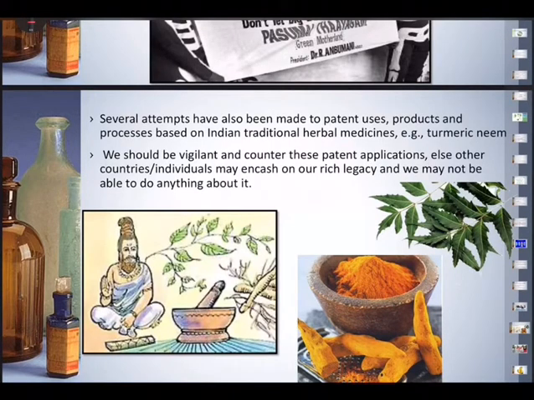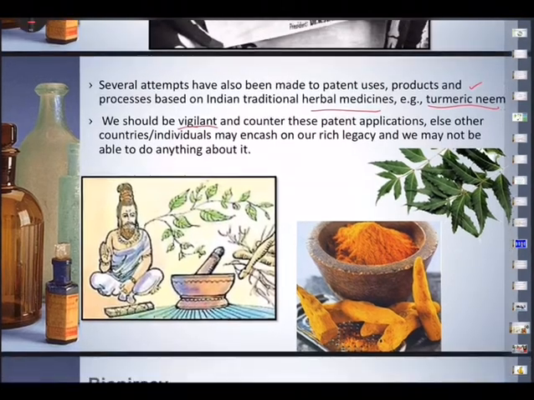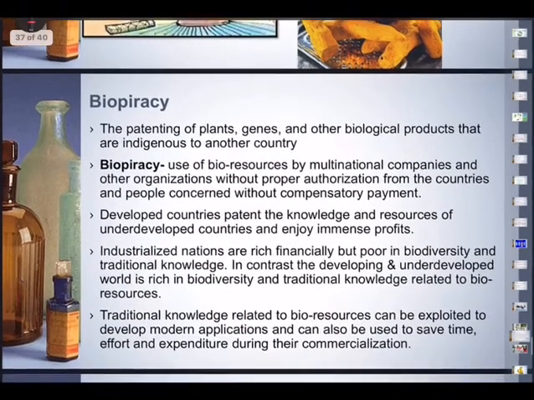So several attempts have been made to patent uses, products and processes based on Indian traditional herbal medicine, our own turmeric. Even some companies claimed that turmeric, which is ancient in India and which is being used in all Ayurveda, and which every day we are using in our kitchens, and they claimed it. Again, luckily the Government of India fought and got the rights back. So we need to be vigilant. We need to be vigilant and counter these patent applications, else other countries, individuals may encash on our rich legacy and we may not be able to do anything about that.